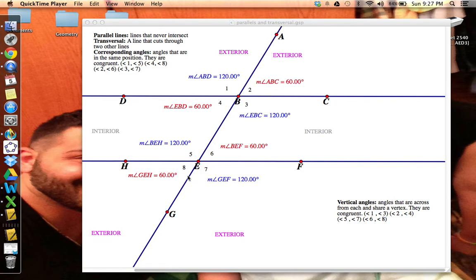Now, the line that cuts two parallel lines, we call that a transversal. That's what you notice over here. So a transversal is a line that cuts through two other lines. Those were my two parallel lines. My transversal came and it cut right through.